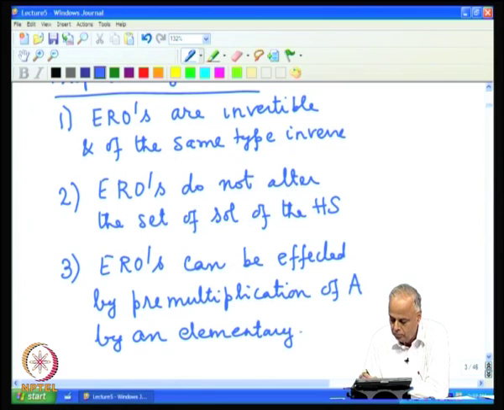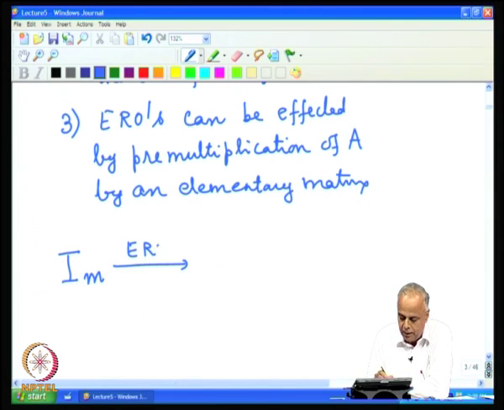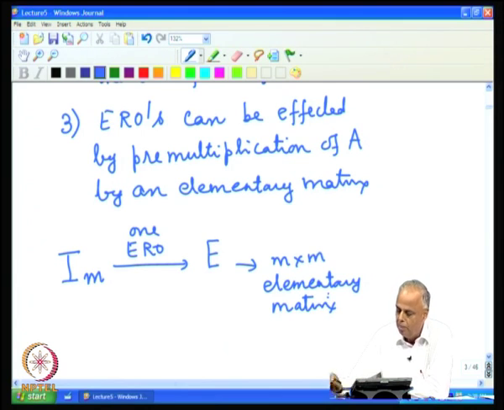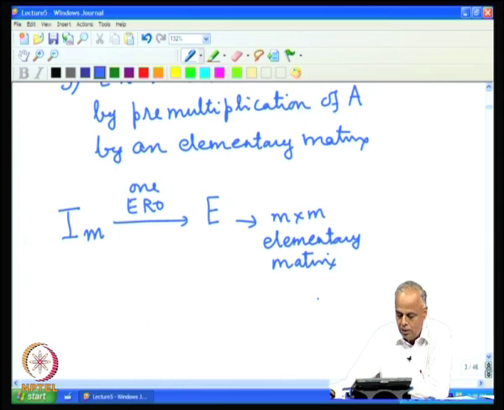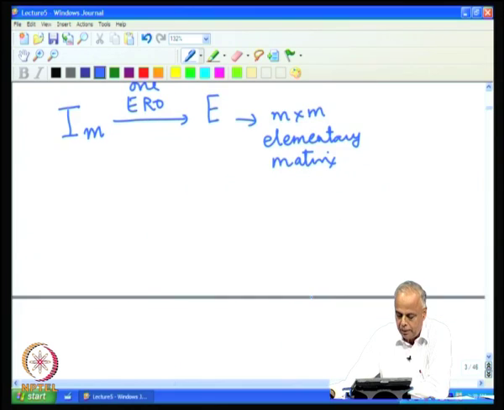Recall, by an elementary matrix we mean a matrix obtained from the identity matrix by applying an elementary row operation. So, if we have the identity matrix I m and we apply one elementary row operation, and we get a matrix A, then this is called an m by m elementary matrix. So, any matrix obtained from the identity matrix by a single elementary row operation is called an elementary matrix. These are the simple properties of elementary row operations.